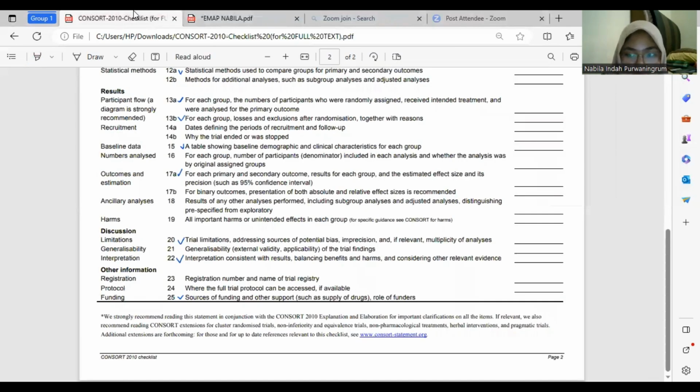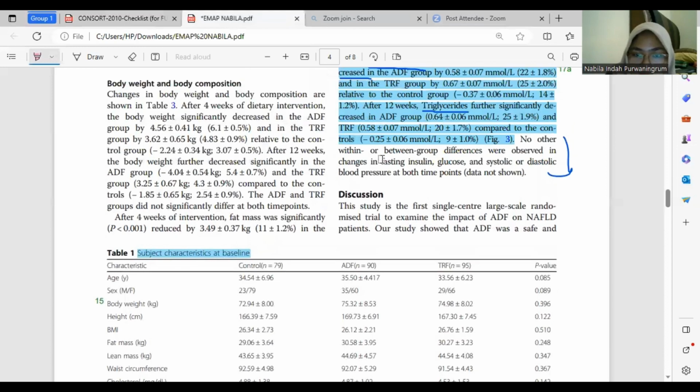Okay, next we are going to identify analyzed numbers. Number 16, for each group, number of participants included in each analysis, and whether the analysis was by original assigned group. Unfortunately, in this article we don't have it. And then next, it's outcomes and estimation. It's 17A, for each primary and secondary outcome, results for each group, and the estimated effect size and its precision. So we find it here.